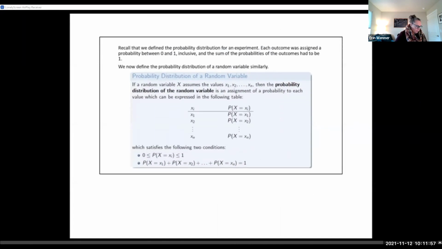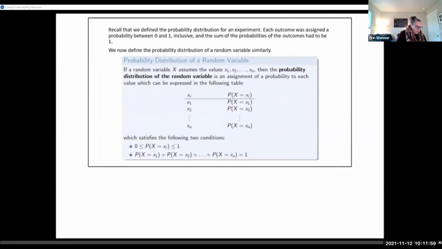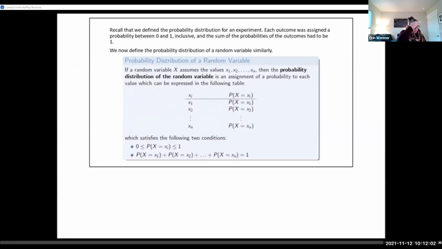So recall that we define the probability distribution for an experiment. Each outcome is assigned a probability between 0 and 1 inclusive, and the sum of the probabilities of the outcomes had to be 1. We now define the probability distribution of a random variable similarly. So if the random variable x assumes values x1, x2 up to xn, then the probability distribution of the random variable is the assignment of the probability to each value that can be expressed in the table.